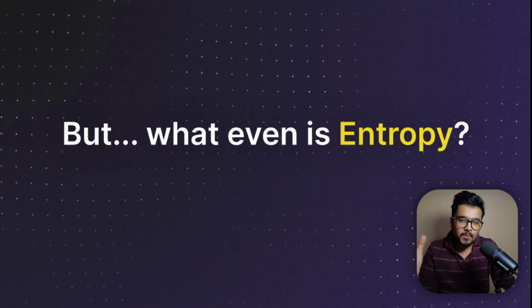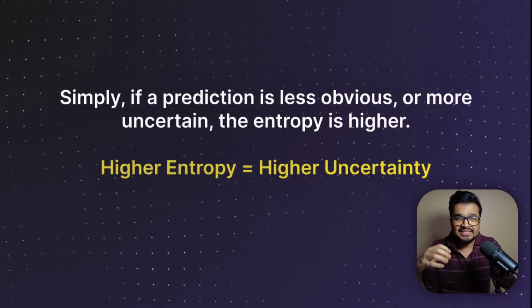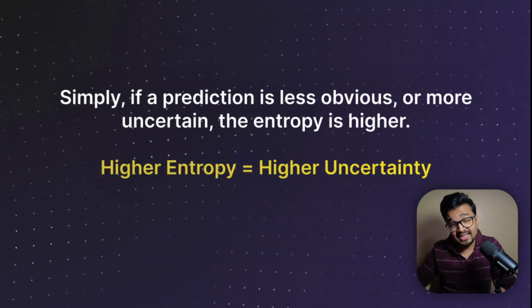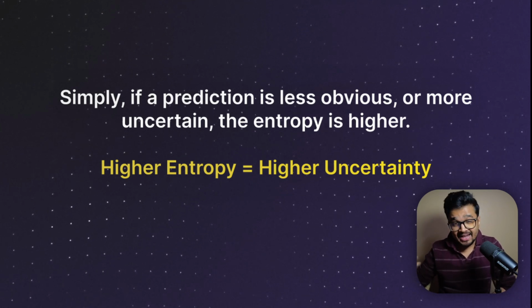So what is the entropy model? And while we're at it, what is entropy? Well, simply put, when something is less predictable or more uncertain, it has high entropy, and when something is very predictable, has low uncertainty, it has low entropy.